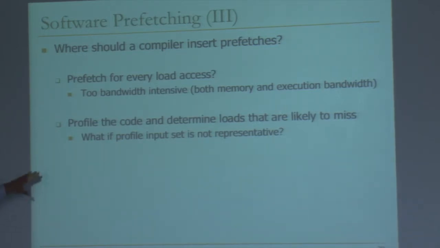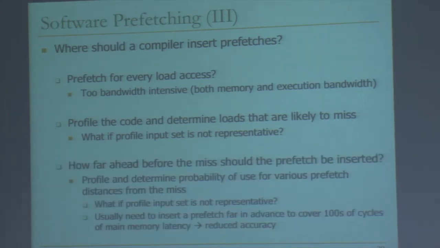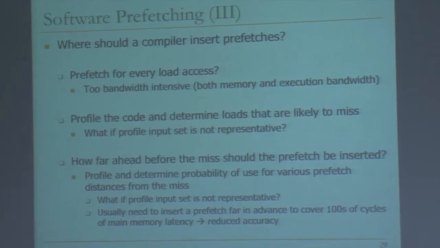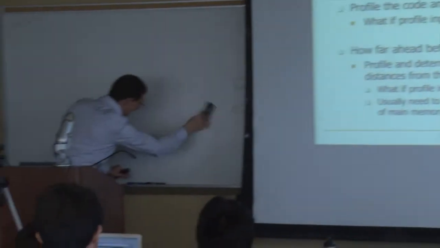What if with this input set, you see this load missing a lot, but with some other input set, this load misses zero amount of time? In that case, you're inserting prefetching instructions that are going to be useless. And that wastes resources. And this is the other issue that we've talked about. How far ahead before the miss should the prefetch be inserted? Again, you can profile and determine the probability of use for various prefetch distances. Prefetch distance means how far ahead you insert the prefetch instruction from the original demand.